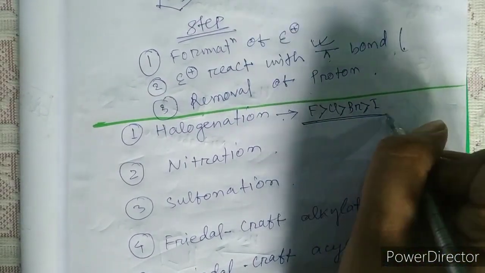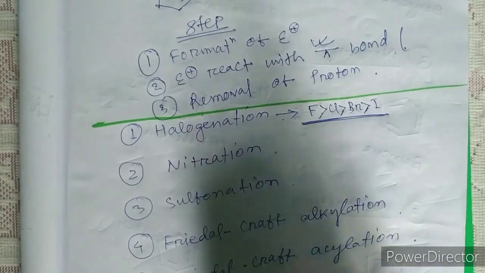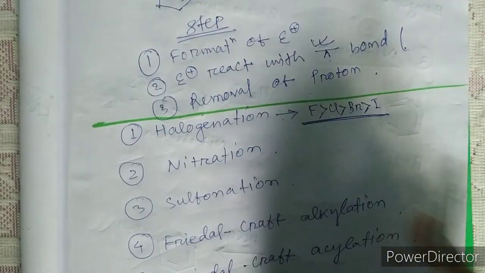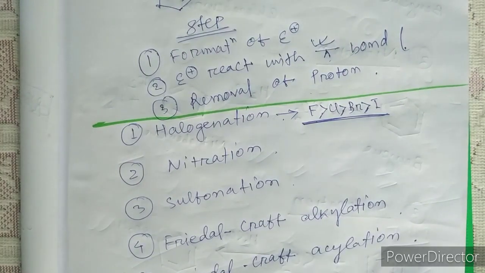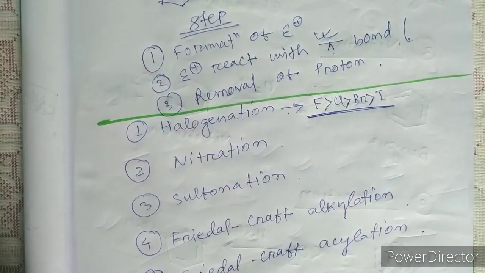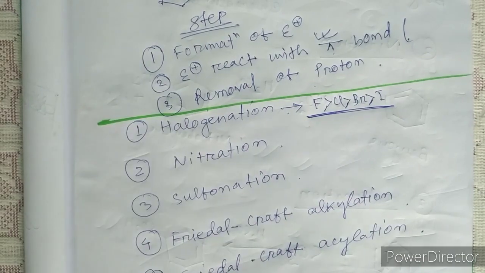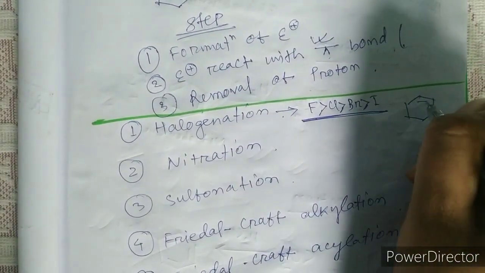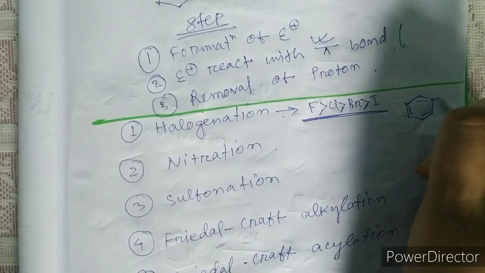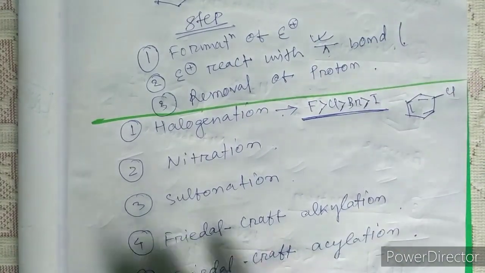So this type of question generally asks that if these are the three halogens, then which will show the fastest reaction. So you should know the reactivity of these elements. Then at the end you will get this type of compound. Suppose here I am showing chlorine.